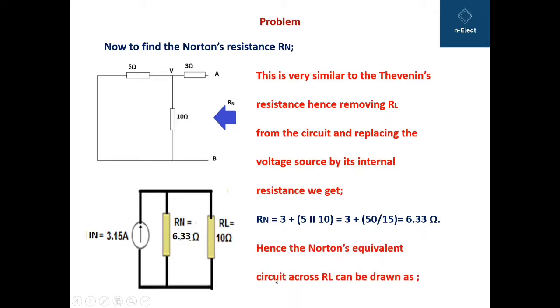Hence the Norton's equivalent circuit across RL can be redrawn as follows. Here RL is connected back in the circuit, and the Norton's equivalent circuit is this part, that is the Norton's current or the constant current source with current capacity 3.15 ampere and the Norton's resistance Rn of 6.33 ohm. So I hope the idea about the statement of Norton's theorem, the proof of Norton's theorem, and the problem which we have solved using Norton's theorem on the given network is clear to you. Thank you.